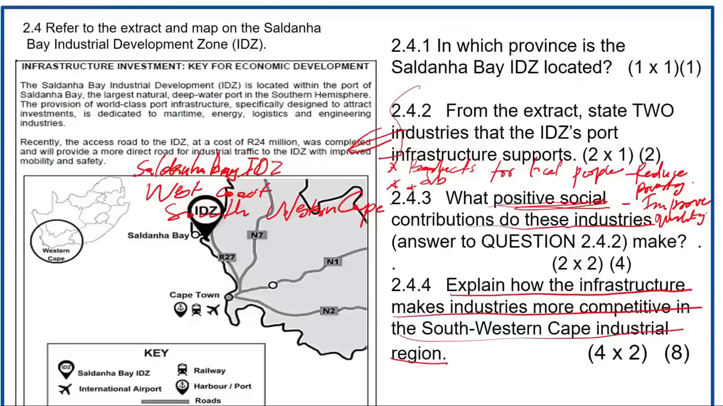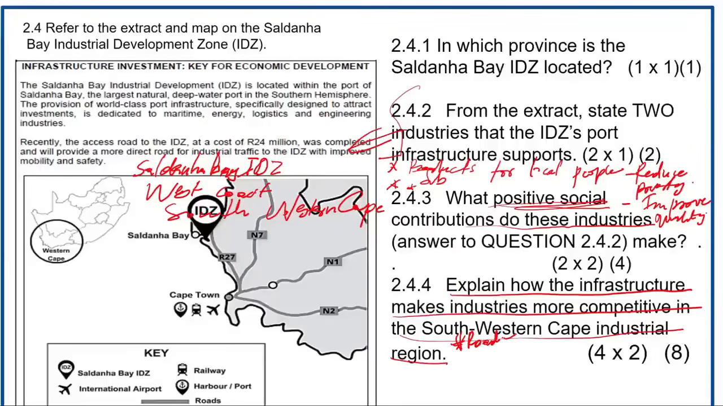This is very easy. So you see 8 marks. This is an easy paragraph question. This is one of the easiest paragraph questions that you can get in your life. So paragraph questions are not always difficult. Now, let's start first by talking about road.